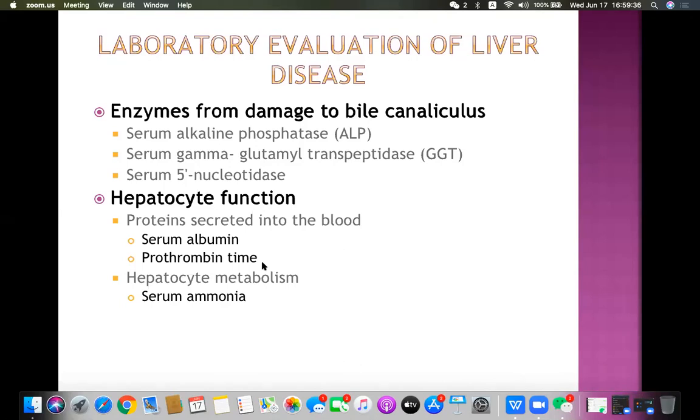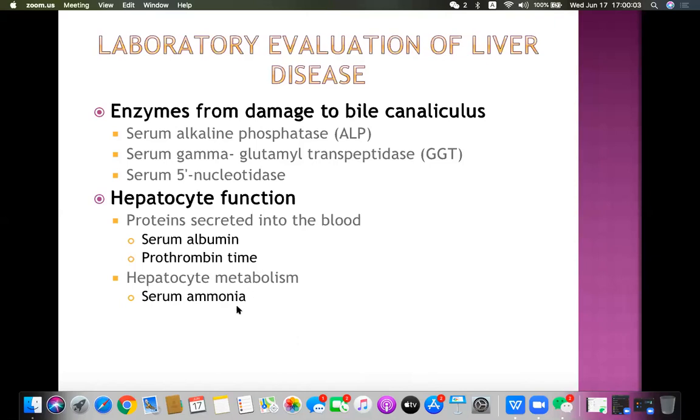Never forget this. If they give you all different types of liver function tests and ask you which one of them denotes the prognosis of liver disease, the answer is prothrombin time. It is such an important test. Normal value is about 11 to 12 seconds. If it is longer or prolonged than that, we know it is abnormal.